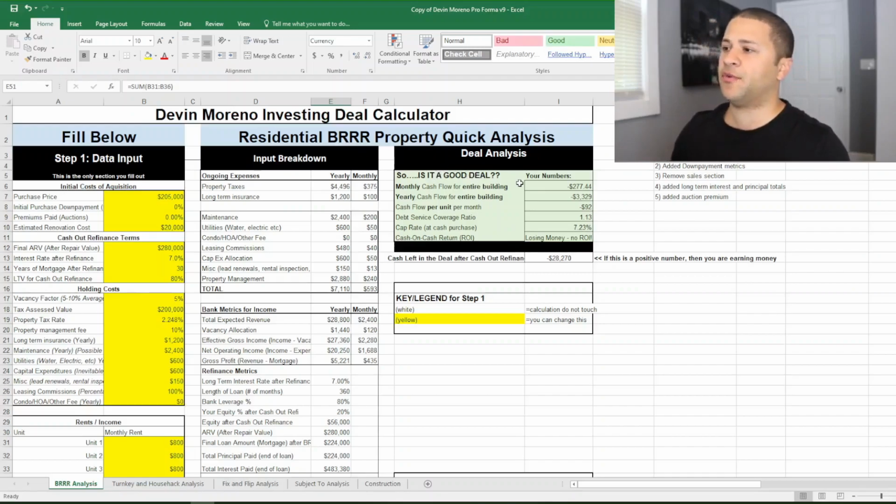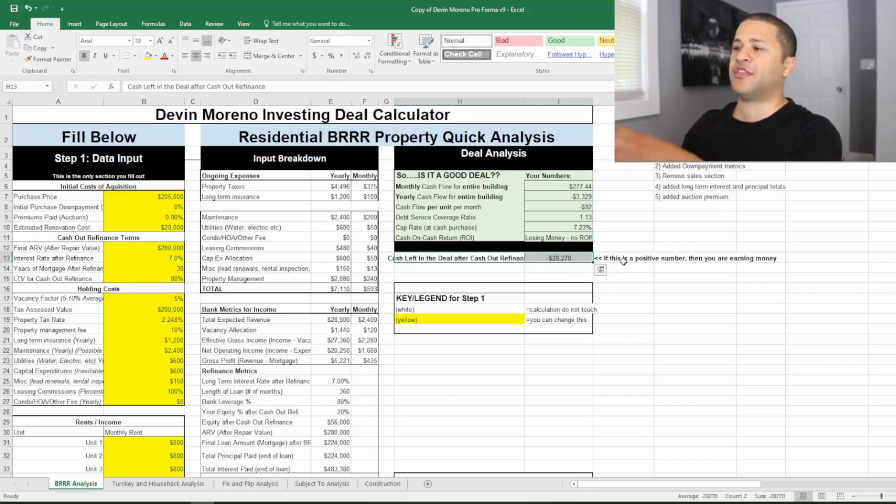And that is where we would show, okay, it's not. You're losing money every month. You have $28,000 left in the deal. So this is the amount of money you have in the deal after. If it's a positive number, note, it reminds you of this. If that is a positive number, then that means that you actually made money. The loan exceeded the amount that you had to pay into it for renovations. Cash on cash return, it'll say this if you're actually not making money.